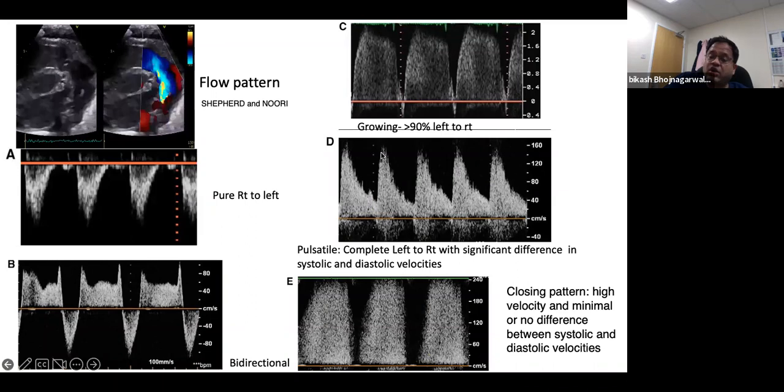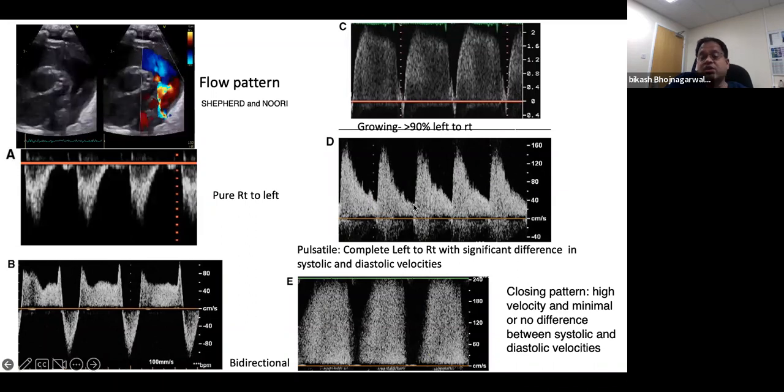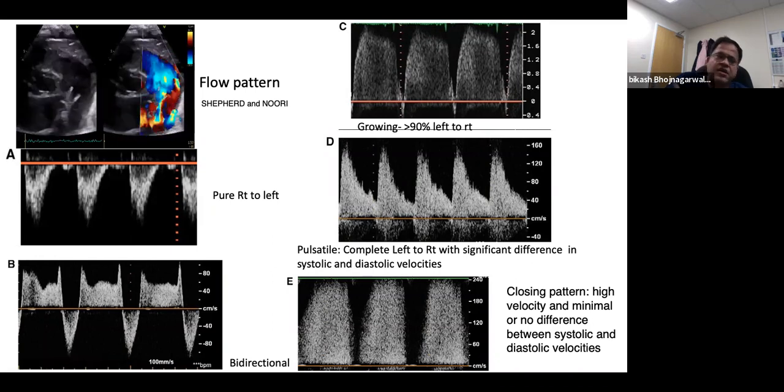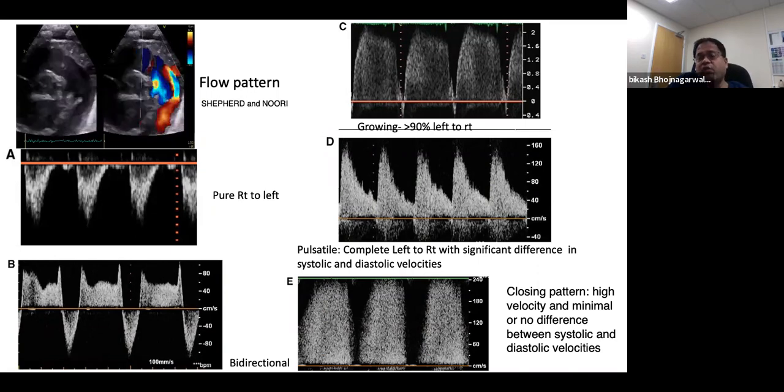We measure this velocity in systole, we measure the velocity in diastole, and then we come out with a ratio. I'll come to that later on. When we have numbers more than 4 or 2, we think it's significant and we start treating it, and we think this is a high volume shunt.